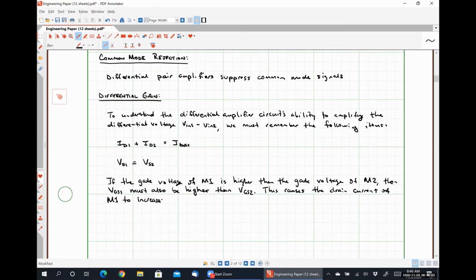If the drain current of M1 increases, what does the drain current through M2 have to do? Decrease to keep it balanced. Decrease. Exactly, because the sum of those drain currents must be equal to our bias current. So if ID1 goes up, ID2 has to lower by an equal amount.